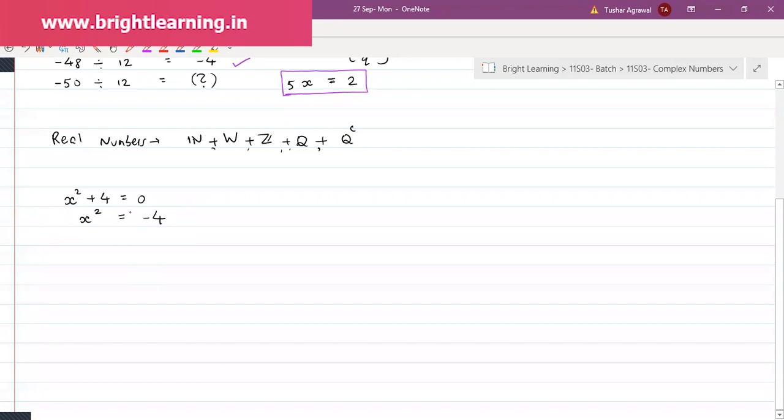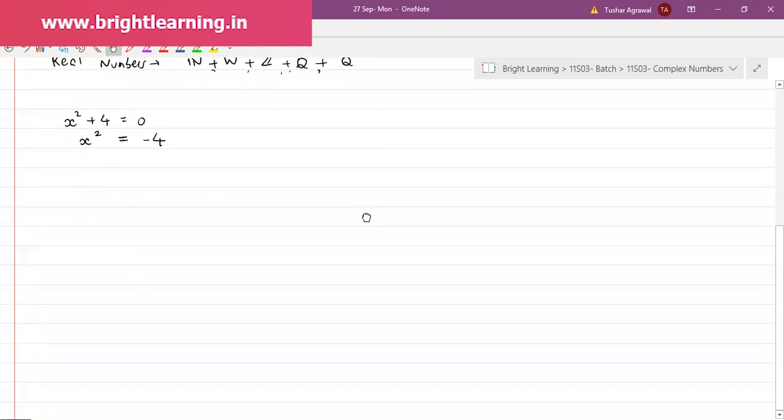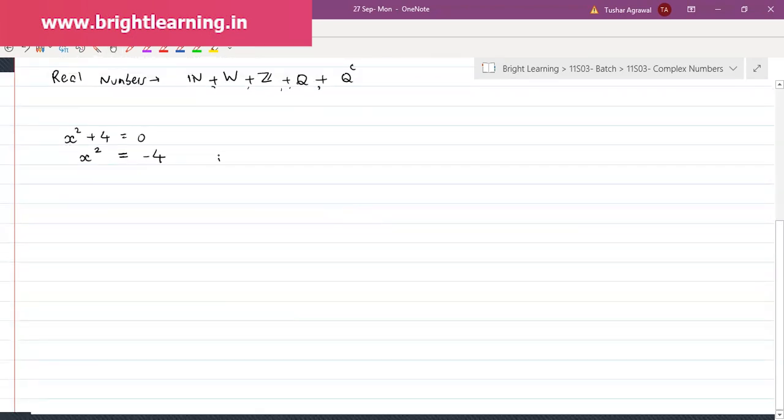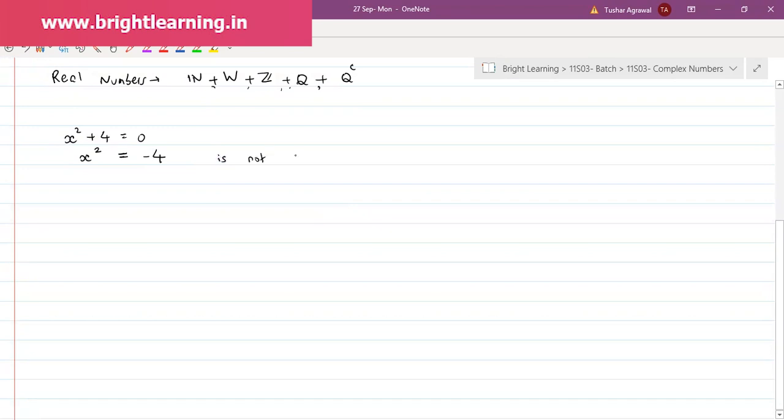If you are thinking (-2) is the answer, think again. (-2) squared is equal to 4 and not -4. So this equation is not solvable in the set of real numbers.